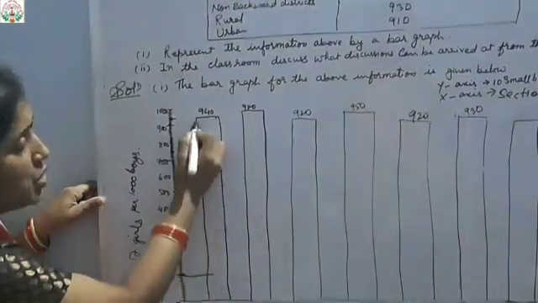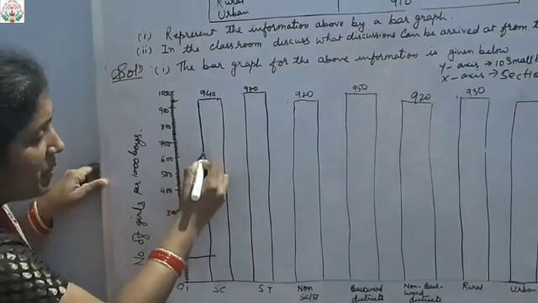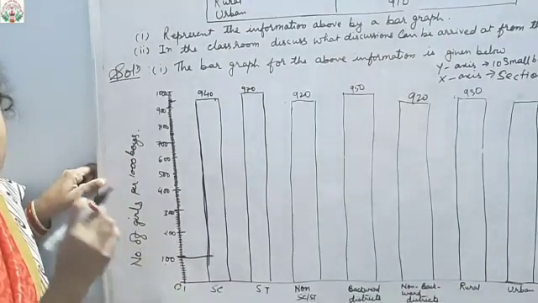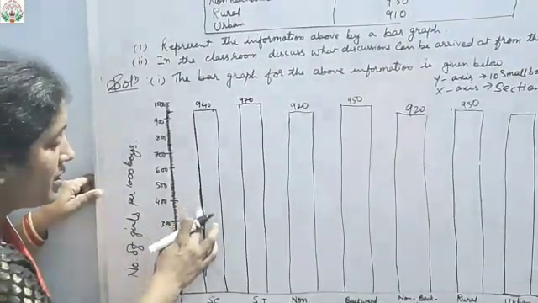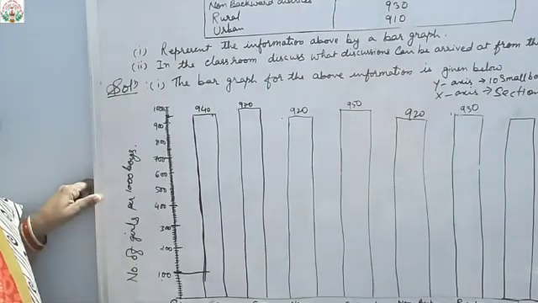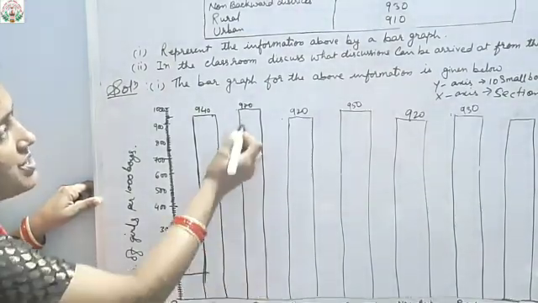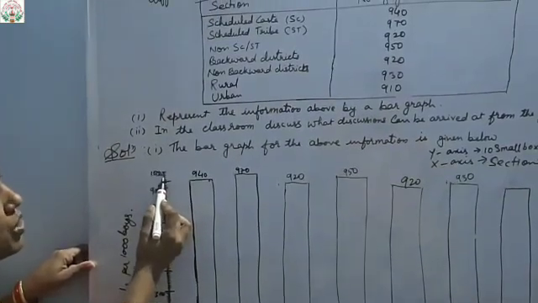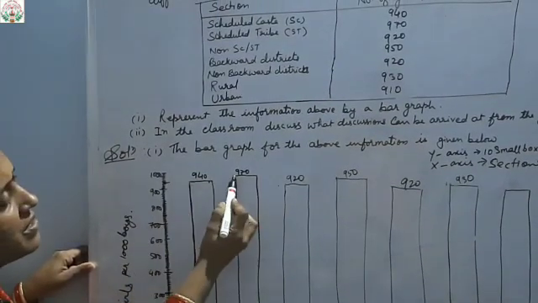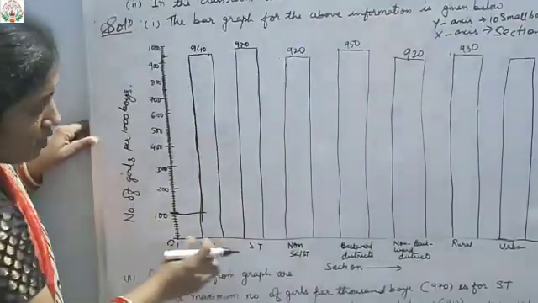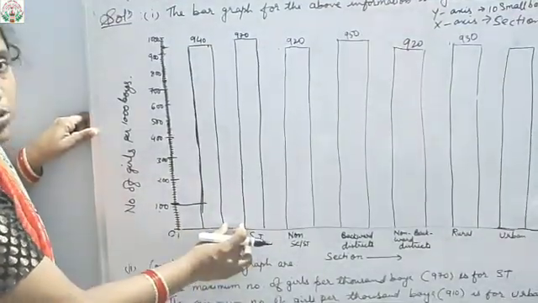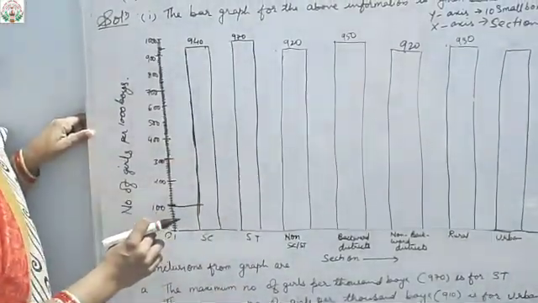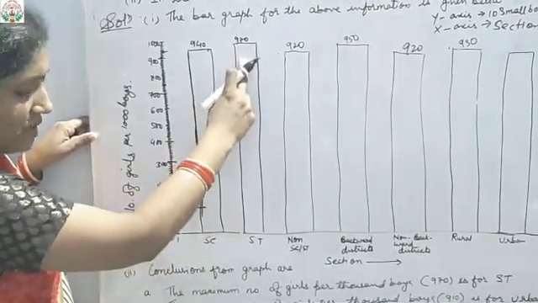Use a scale and pencil for drawing straight lines. Okay, and then for ST, what is that? 970. So 9, after that 1, 2, 3, 4, 5, 6 small lines you see, and then 7. So draw the line again. Leave the same gap in between these two, and draw a rectangular box, which is called the bar graph for ST.